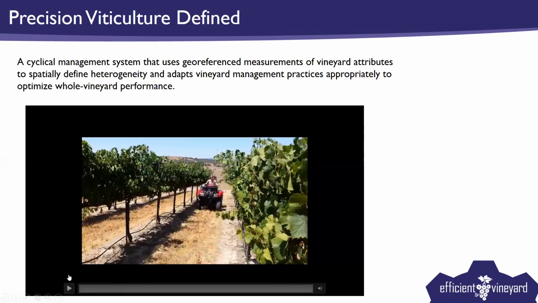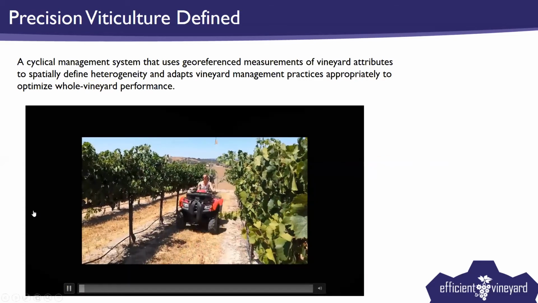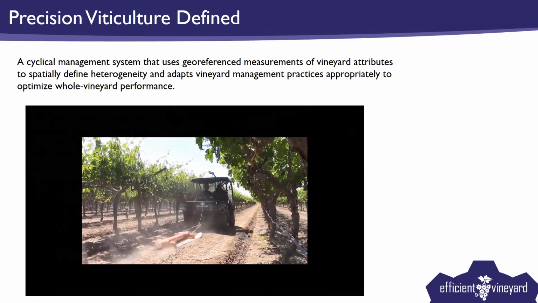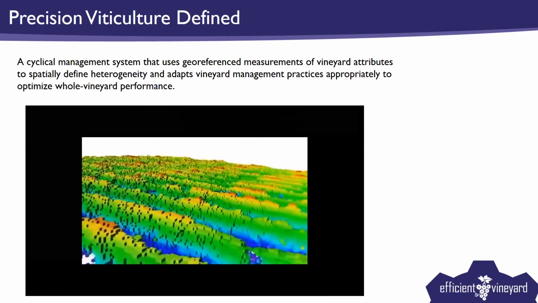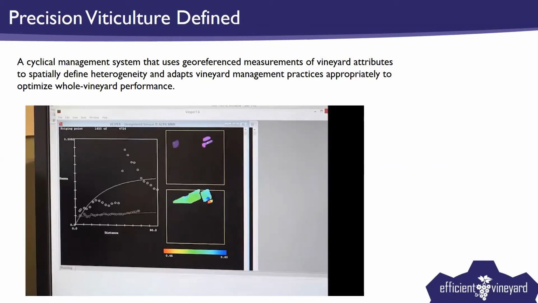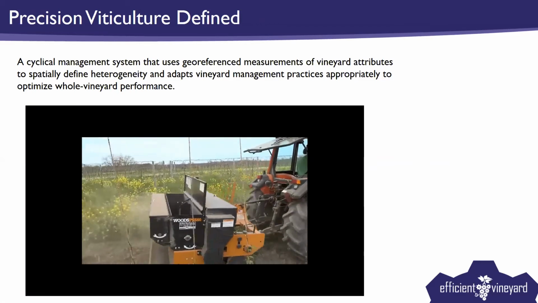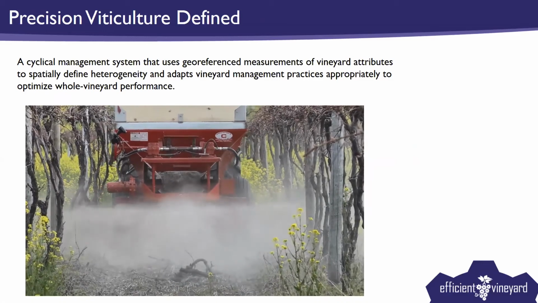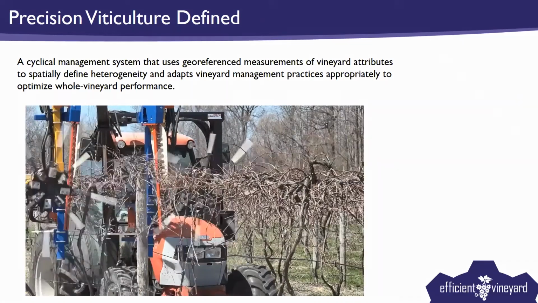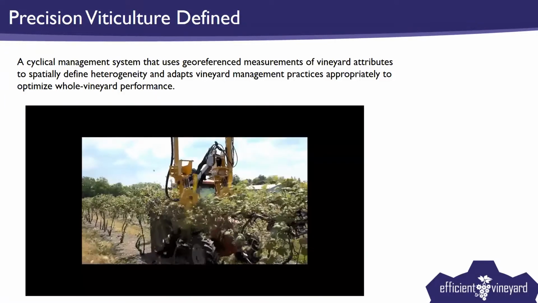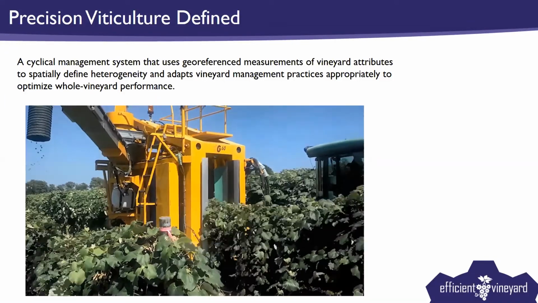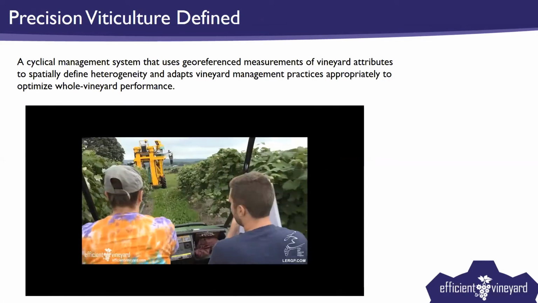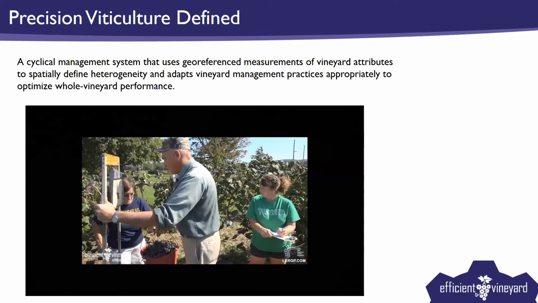So in a nutshell, we're talking about a cyclical management system. So this video is going to show you the whole cycle using georeferenced measurements of vineyard attributes to spatially define heterogeneity and adapt vineyard management practices appropriately to optimize whole vineyard performance. So maybe that's pruning. Maybe it's where you're planting cover crop or what seed mix you're using. Maybe it's shoot thinning and the level of shoot thinning or fruit thinning that you're using in the vineyard. We're adapting it to what that area of the vineyard needs, and then we're evaluating it.